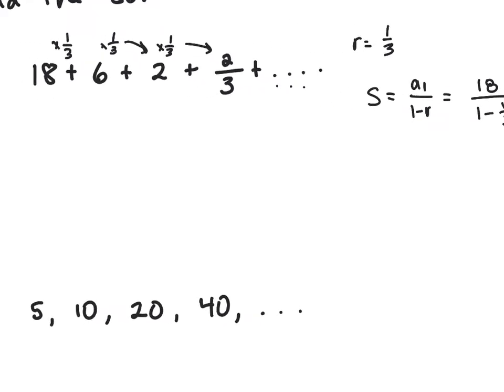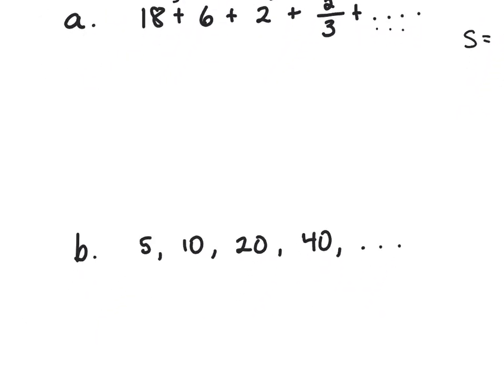So looking at another example here, part B, this actually is written incorrectly. I apologize. It's not a sequence, it should be a series. So 5 plus 10 plus 20 plus 40. Idea being, does this geometric series here have an infinite sum? And for 5, 10, 20, 40, the common ratio is 2.